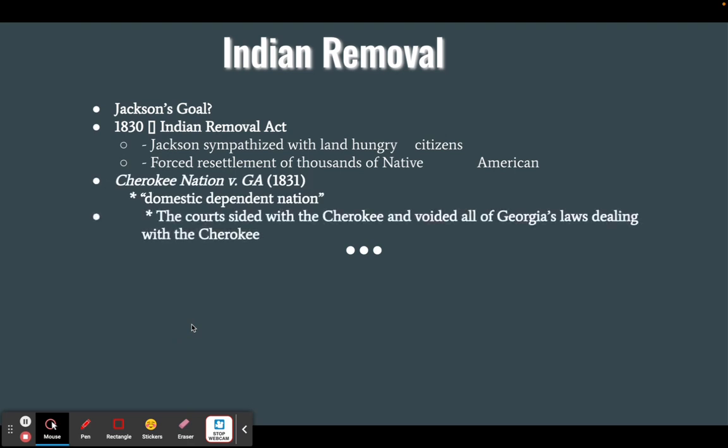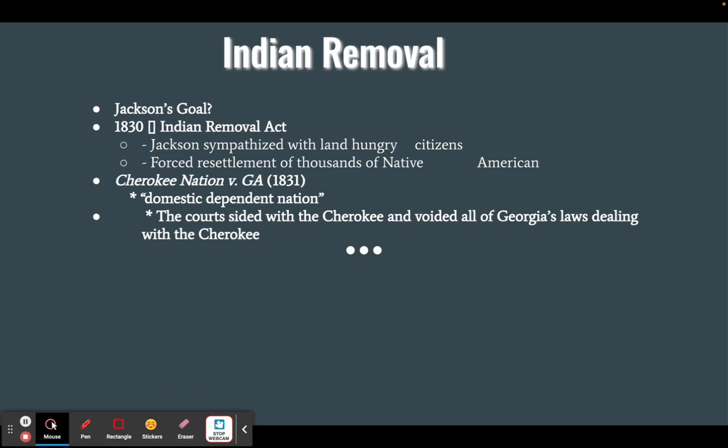The Cherokee in particular had done everything the United States had wanted them to do. They assimilated, they became Christians. Some of them were slave owners. They dressed like Americans, they did everything we wanted them to do. And in the end, it was not okay. So they fought and said, we are going to fight this in court. You can't kick us out of our land. This is where we've been for thousands and thousands of years.